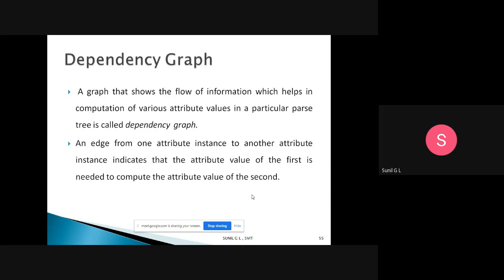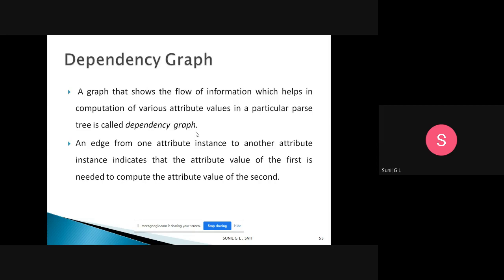So we come to the dependency graph. What do we mean by a dependency graph? A graph that shows the flow of information, which helps in the computation of various attribute values in a particular parse tree, is called a dependency graph. It shows the flow of data, that is, from which attribute value it goes to the next attribute.